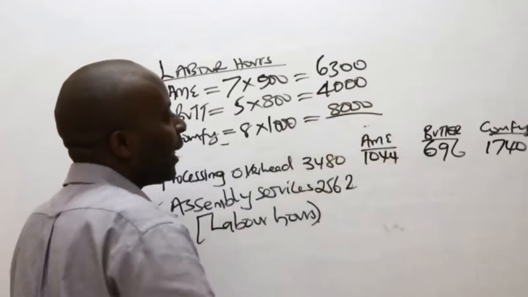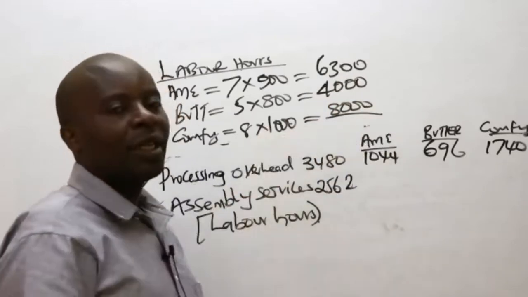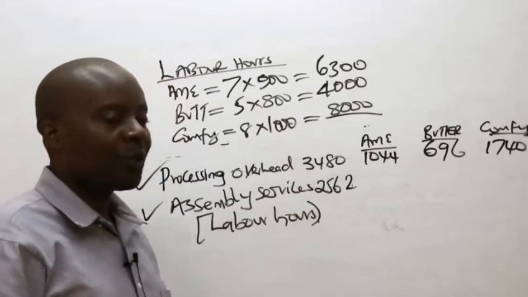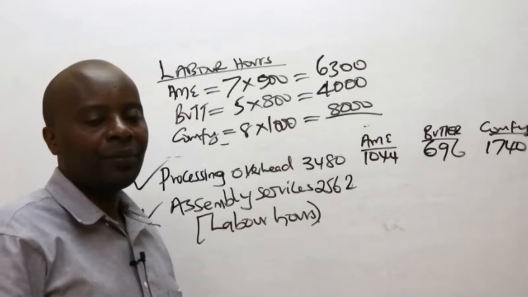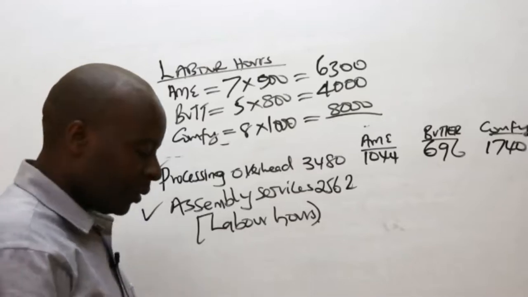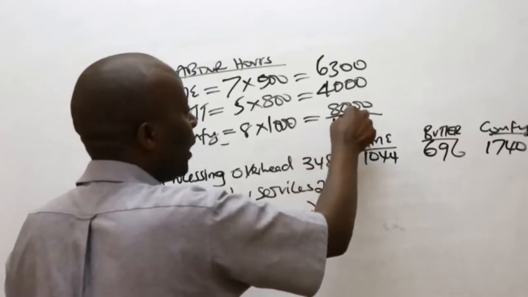So please come and add the 3 figures. When you add the 3 figures, what will be the total number of labor hours? 18,300.